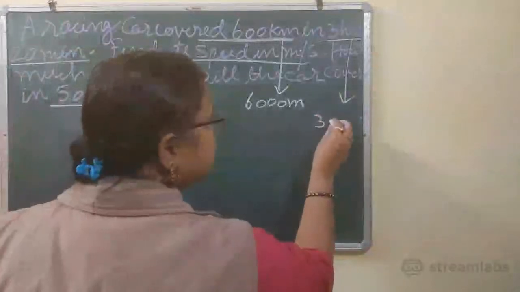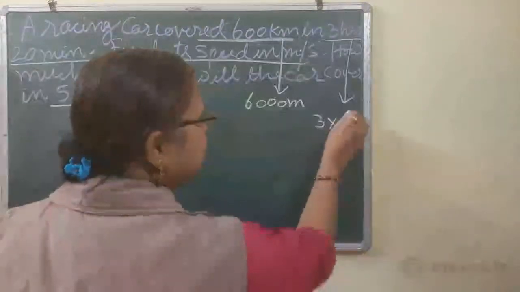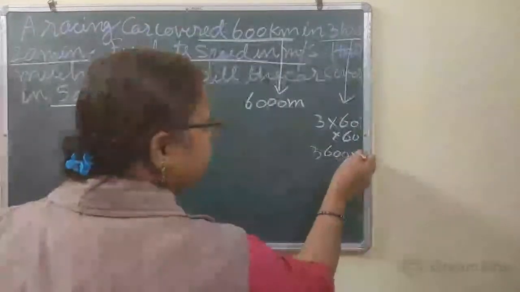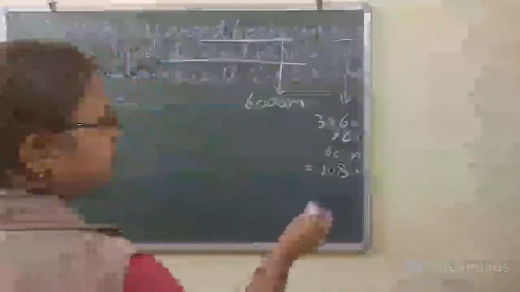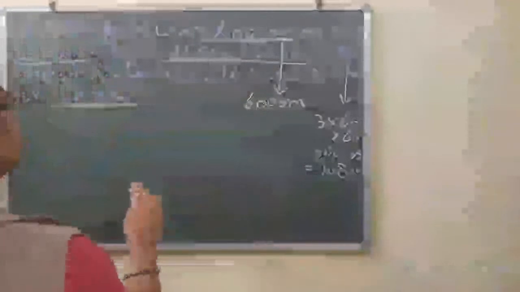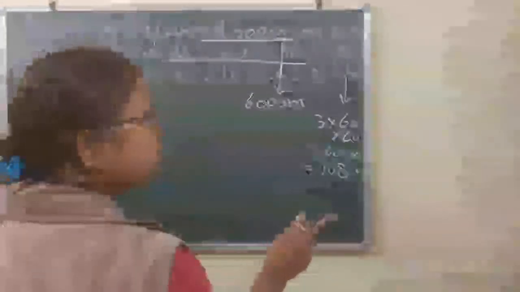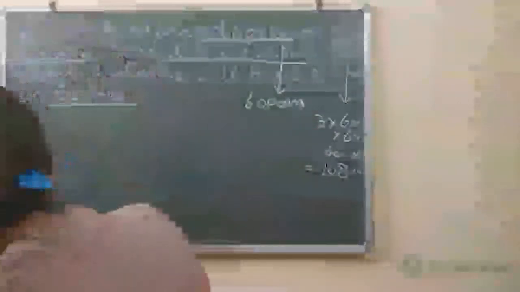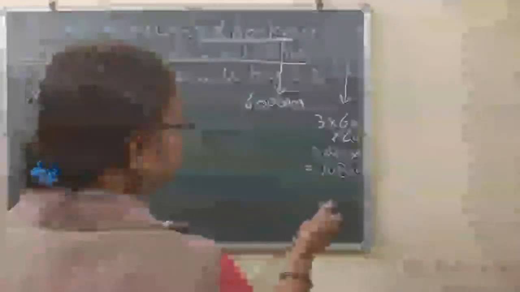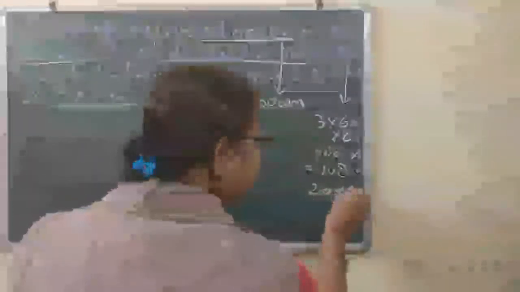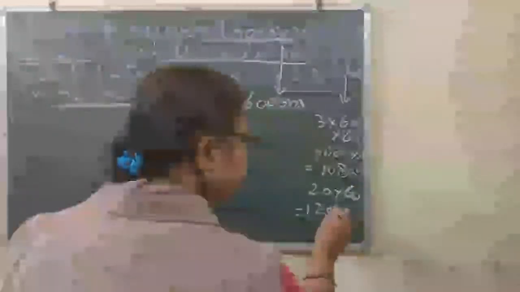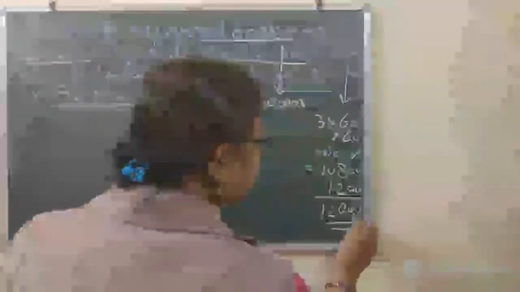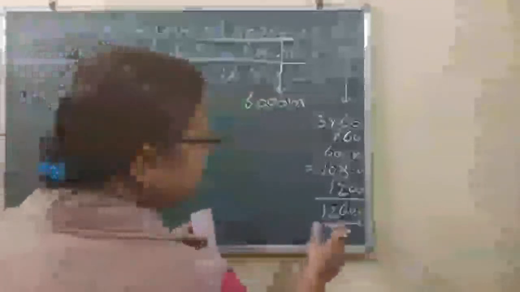So 3 hours means 3 into 60 into 60, which is 10800. Clear? This is seconds, and in this we have to add 20 minutes. 20 minutes will be equal to 20 into 60. So 20 into 60 is equal to 1200 seconds. This much. So this second is the time. So total time is this one.